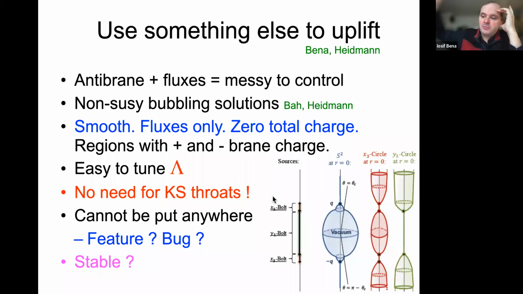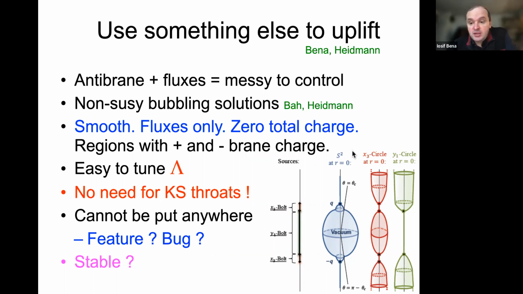Instead of putting some anti-D branes down some long throat and so on and so forth, you just put this piece of plumbing in the geometry, which involves a vacuum bubble, a bubble with positive flux, and a bubble with negative flux. Moreover, this bubble cannot be put anywhere. Anti-D branes at the bottom of Klebanov-Strassler can move around. This configuration can only be put when the size of the Calabi-Yau directions has some particular size. I think this is a feature, not a bug, but again, it's something to investigate.